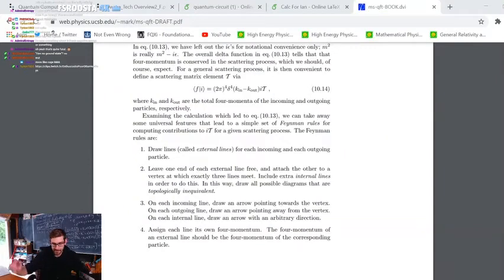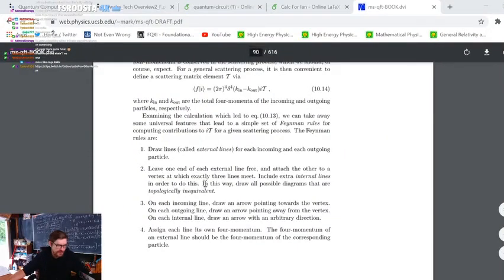Interesting. I just saw that. Okay, leave one end of the, okay, so yeah, 3 lines. We include extra internal lines in order to do this. In this way, draw all possible diagrams that are topologically inequivalent.